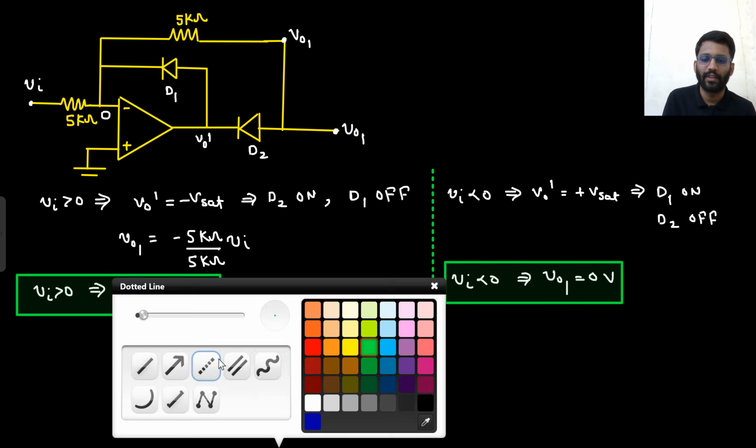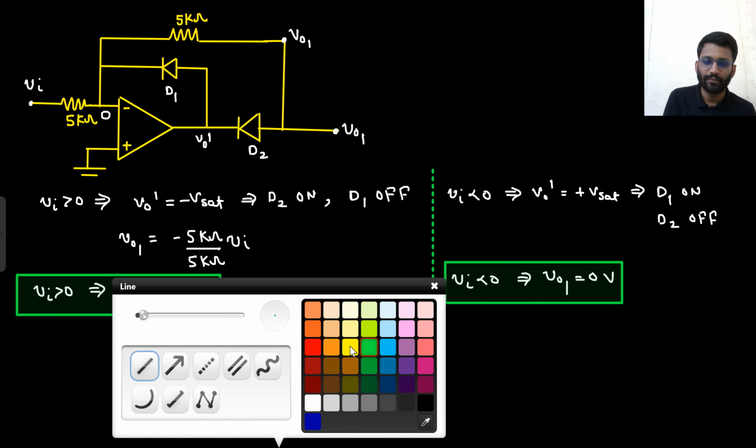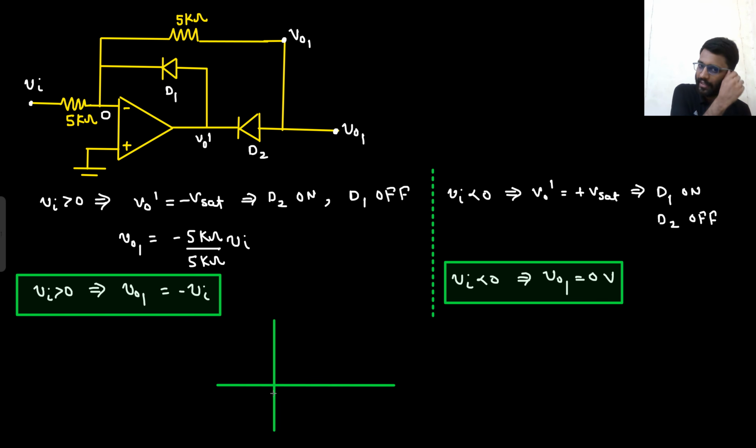So you can draw the transfer characteristics of V01. For Vin greater than 0, there is a negative slope. This is the positive slope, this is a negative slope, so you need to make a negative slope. And for Vin less than 0, V01 is 0. This is your V01 versus Vin. Right? Let's check out the other one.